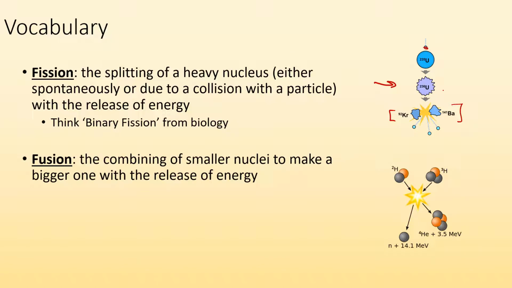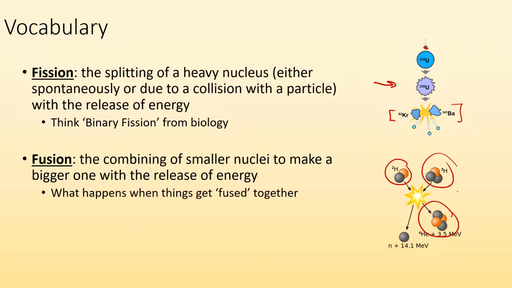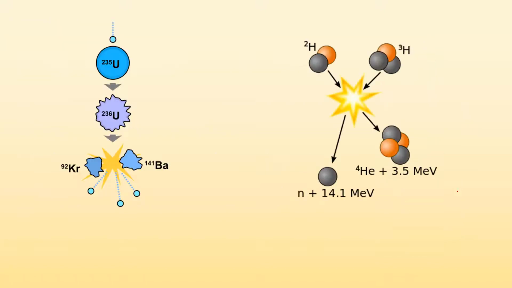Fusion is the combining of smaller nuclei to make a bigger one with the release of energy. So here you can see we have smaller nuclei coming together and making a bigger one. So it's what happens when things get fused together. When you think of fusion, think of multiple things coming together to make one bigger thing.